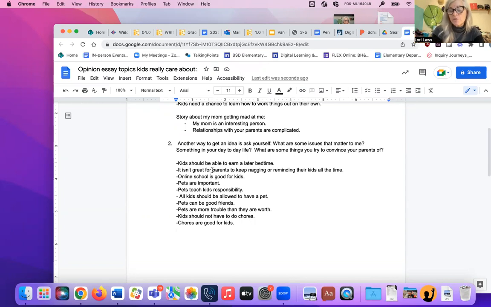So what are some other things? What about things like the first one? Kids should be able to earn a later bedtime. What about things like bedtimes and limits are good for kids? Would anybody say that's true? Yeah. Okay. Limits to how much time online, bedtimes, things like that are good for kids.